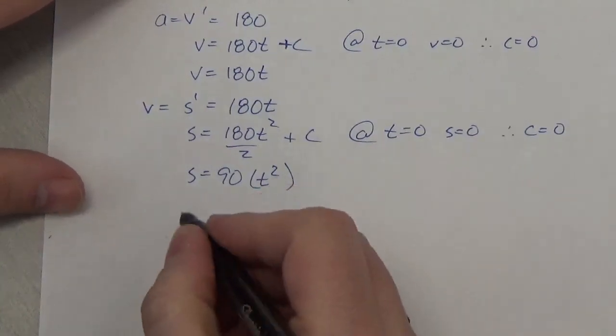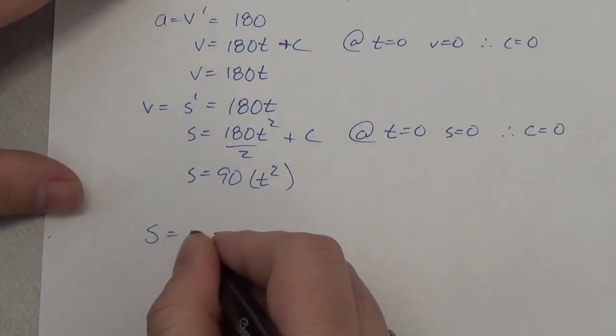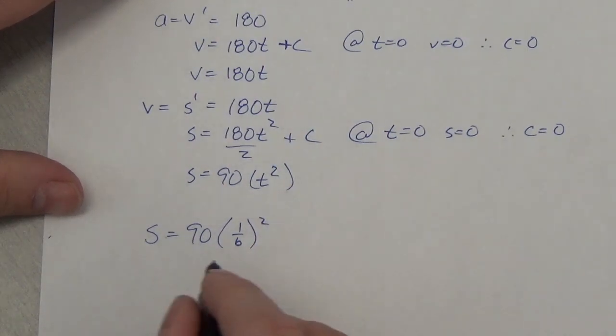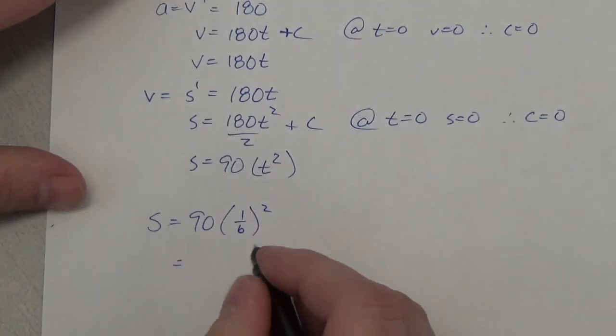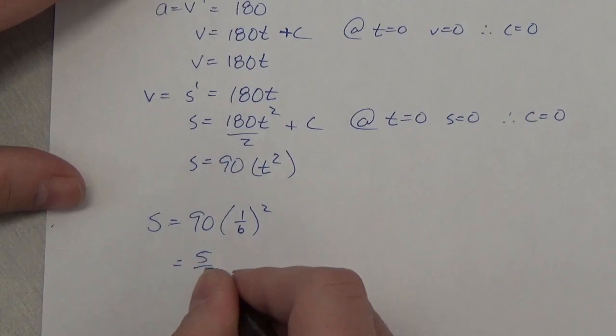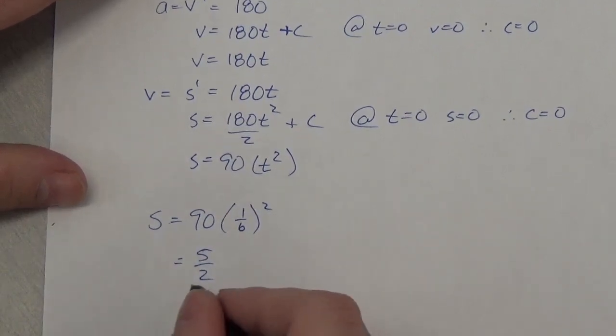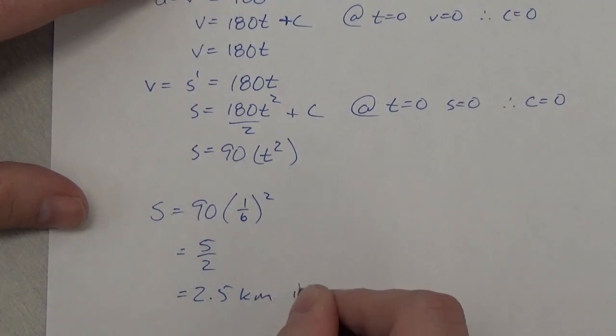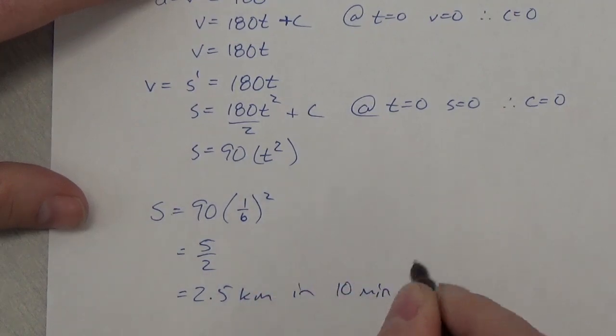So now all I want to do is figure out, well, how far did she go in that 1/6 of an hour? So that's going to be 90 times 1/6 squared, and that'll end up being 5/2. So really, she will have gone 2.5 kilometers in 10 minutes.